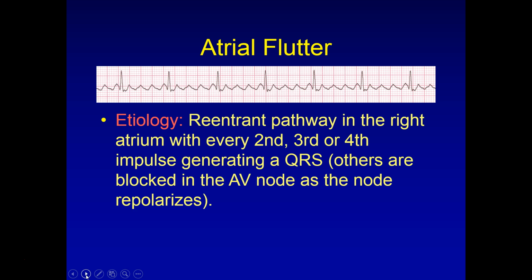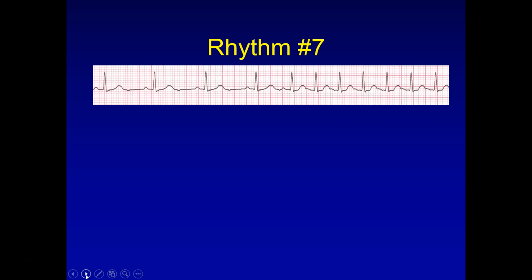Okay. And the same thing is going on. It's a reentrant pathway in the right atrium. It happens with every second, third, or fourth impulse. Some of the impulses actually cause the QRS, and others may be blocked in the AV node as conduction moves toward the direction of the ventricles.